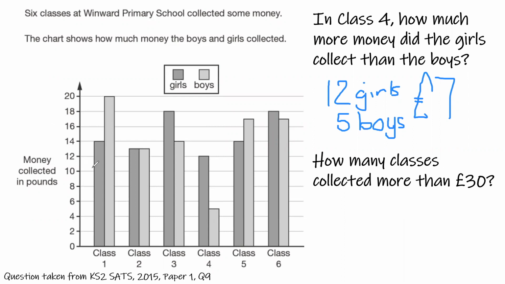So if we look at class 1, we know that the girls collected, we can read this off, that's £14. And the boys collected £20. I'm not going to write it on there because you can't see that very well. So for this one, we've got 14 plus 20. If we add those two together, then we end up with £34.